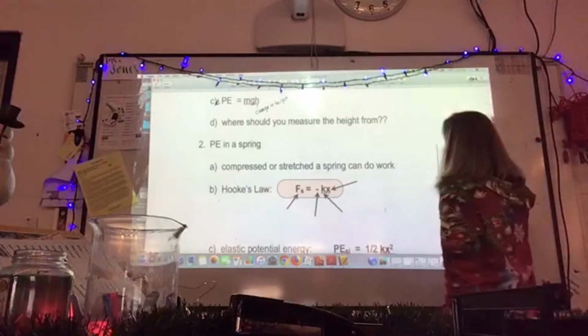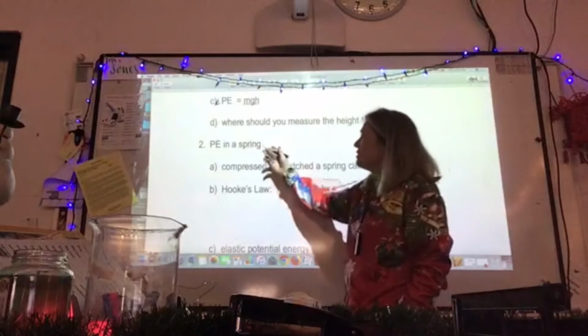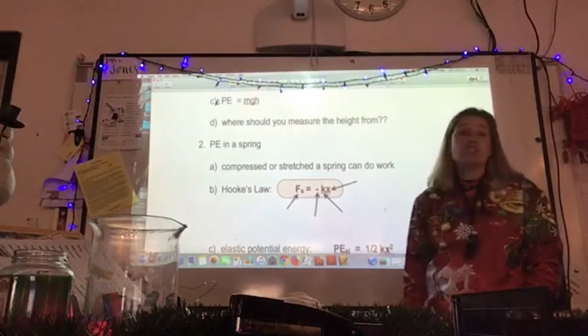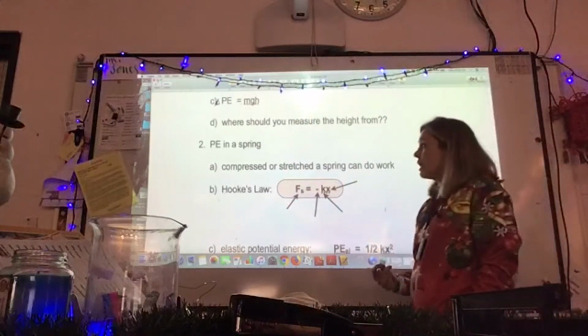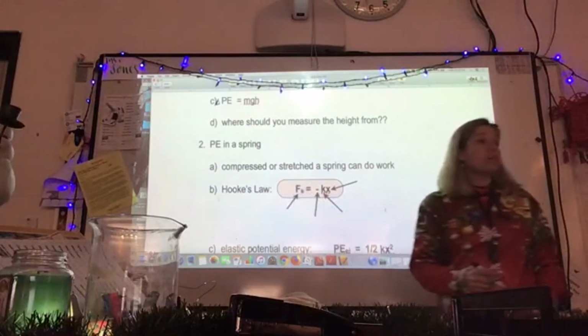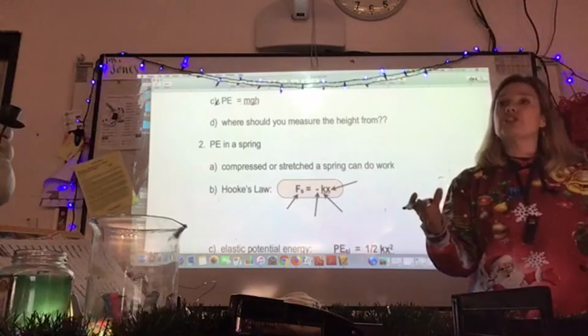Now, tomorrow we're doing a lab. We're not dropping balls on people's heads. Maybe later. All right. So we're going to do potential energy in a spring. We can store energy in a spring. We can do it two ways. You can compress a spring and store energy in it.